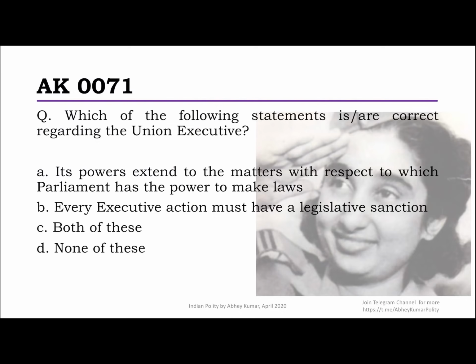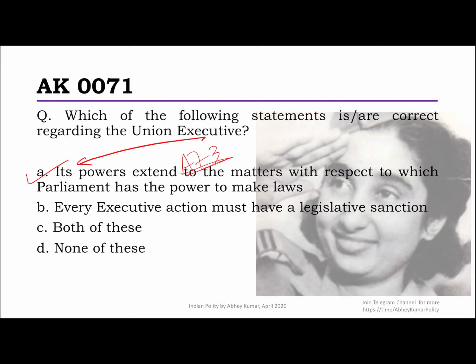The first question in this is 71. Which of the following statements is or are correct regarding the Union Executive? The first statement reads that the Union Executive's powers extend to the matters with respect to which Parliament has the power to make laws. Now this is a correct statement. If you read Article 73 of the Constitution, it very clearly writes there. So please refer to Article 73.